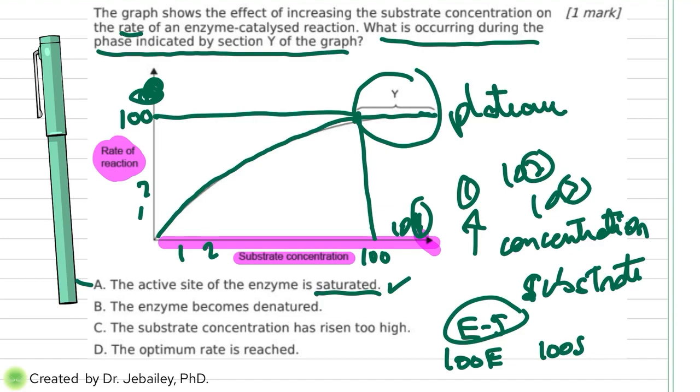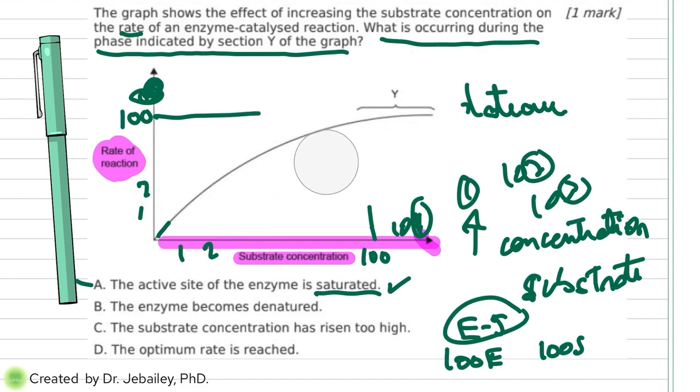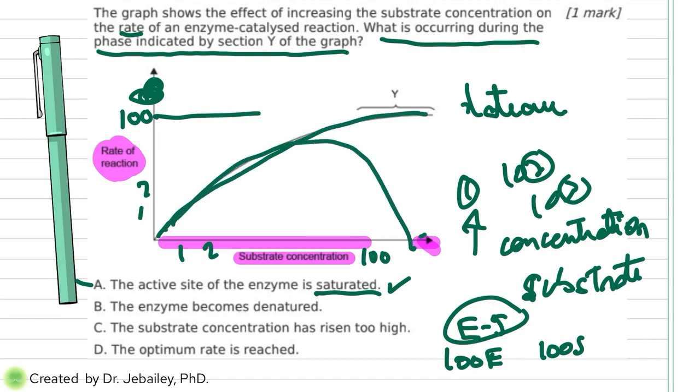B says the enzyme becomes denatured. This has nothing to do with it. Let me just show what denaturing would look like in a graph. Instead of going like this into a plateau, it would have gone down, as in dying, or even more steeply like this. That means you're killing the enzyme, so the rate would just completely stop. So it cannot be B at all.